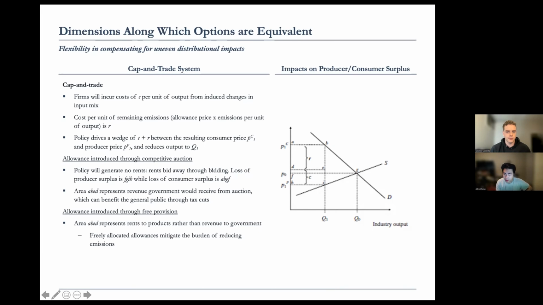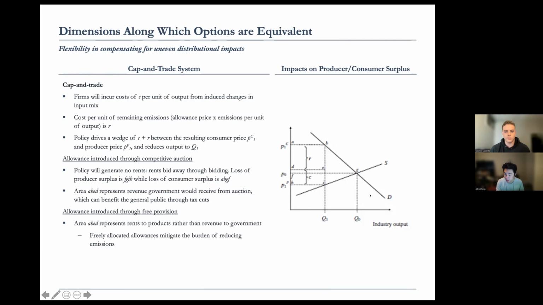So ultimately, there are two ways in a cap and trade system to allocate these allowances. The allowances could be allocated through a competitive auction where the producers bid for these allowances, or the government can give them away for free.